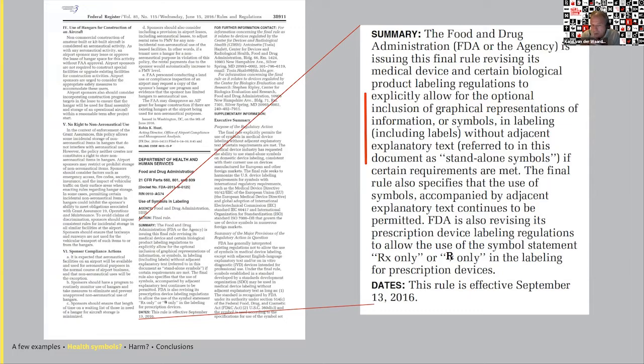And then it goes on, the final rule also specifies that the use of symbols accompanied by adjacent explanatory text continues to be permitted. This gobbledygook basically means that on information for patients in America, you can use pictographs or symbols with accompanying text, and you can use symbols without accompanying text, and both are allowed. That's the law in America. The law in Europe is very similar.